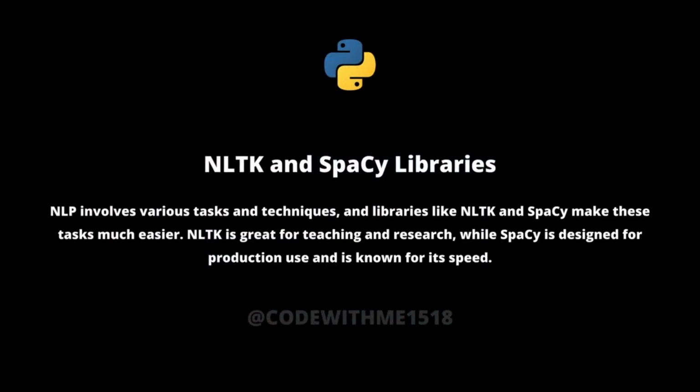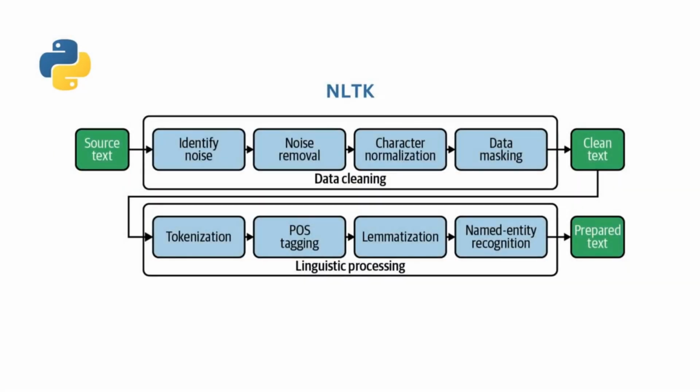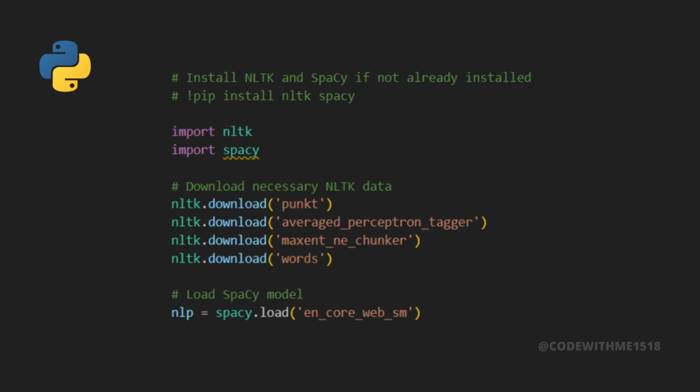NLP involves various tasks and techniques, and libraries like NLTK and spaCy make these tasks much easier. NLTK is great for teaching and research, while spaCy is designed for production use and is known for its speed. Let's start by installing and importing these libraries. With the libraries installed and models loaded, we're ready to explore Named Entity Recognition, or NER.